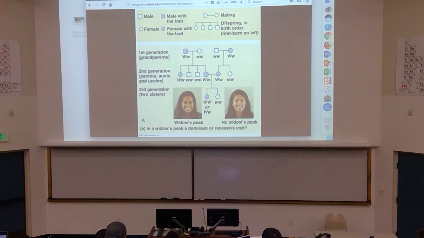Look around. Do you have a widow's peak? Some of you do, some of you don't. The dominant trait is the little widow's peak. Flat, no widow's peak. So now when you go out on a date next time, you can look at your forehead and see whether or not that's a widow's peak.